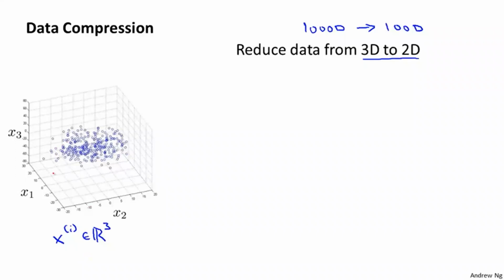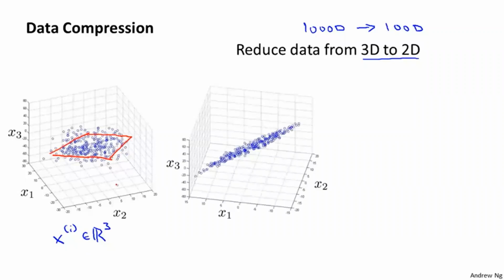And it might be hard to see here, but maybe all of this data lies roughly on the plane, like so. And so what we can do with dimensionality reduction is take all of this data and project the data down onto a two-dimensional plane. So here what I've done is I've taken all the data and I've projected all of the data so that it all lies on the plane.